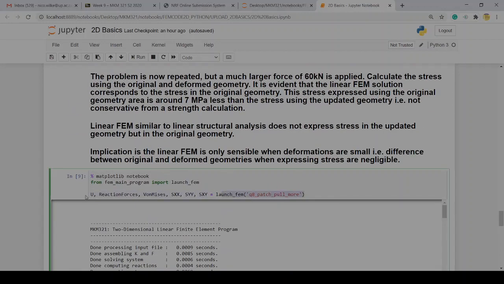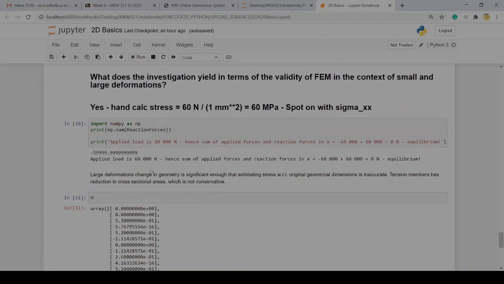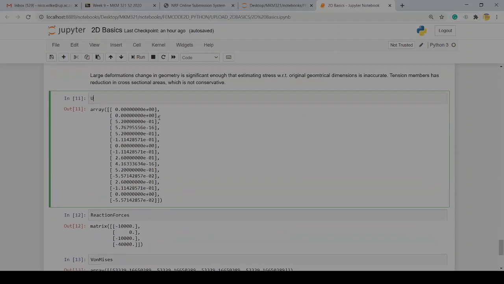We get this return from this launch function. U, reaction forces, for me is sigma x, sigma y, sigma xy, and we can see essentially there's U. If you think about this as the first entry, second entry, third entry, it's not the index number, but just the number of the entry. This is all the odd entries: 1, 3, 5, 7, 9, 11, 13, 15. So all those odd ones are related to the displacement in the x direction, and all the even ones are related to the displacements in the y direction.